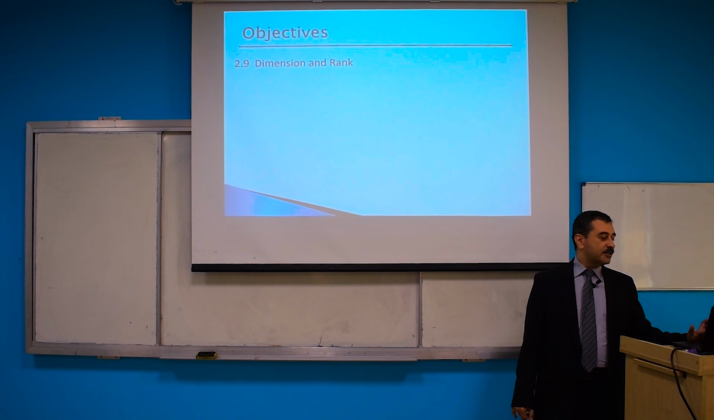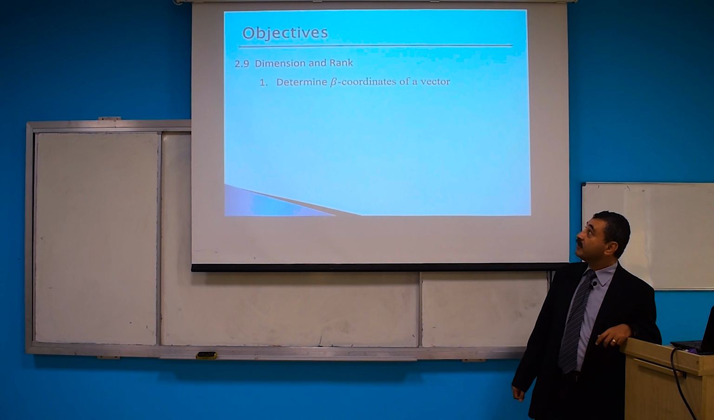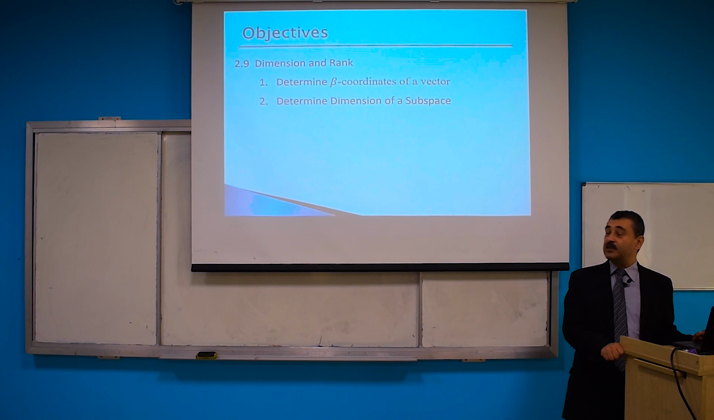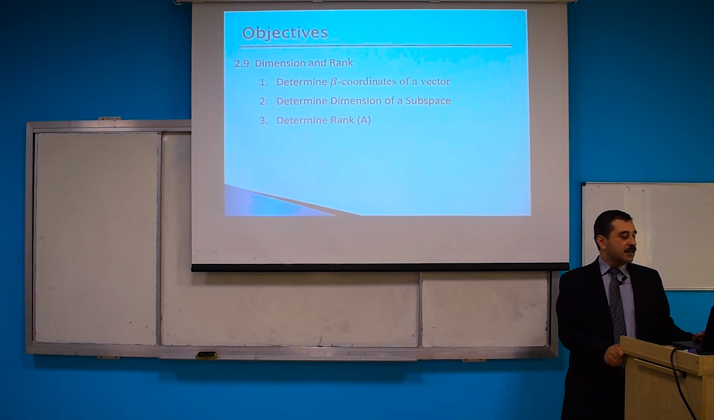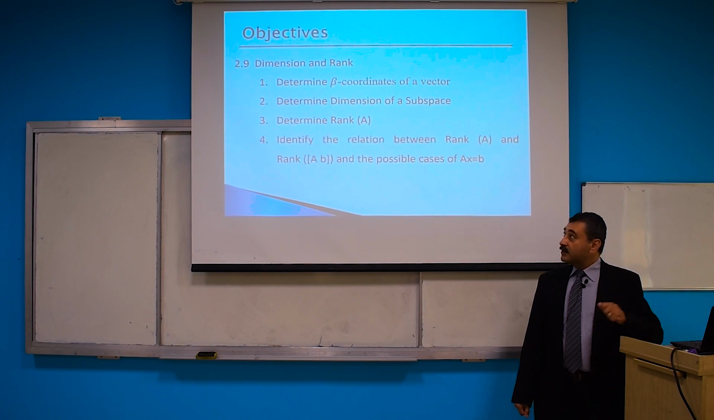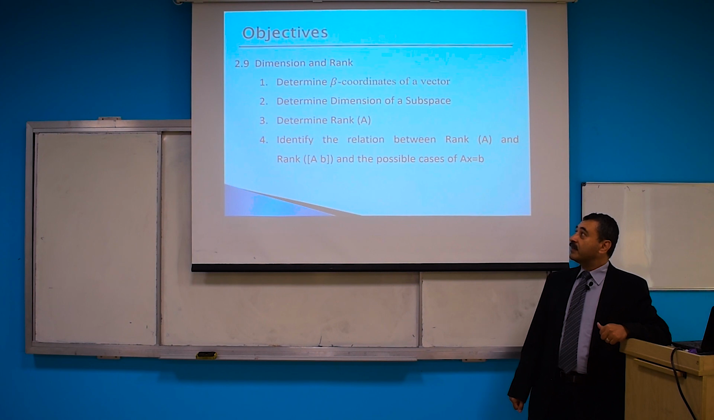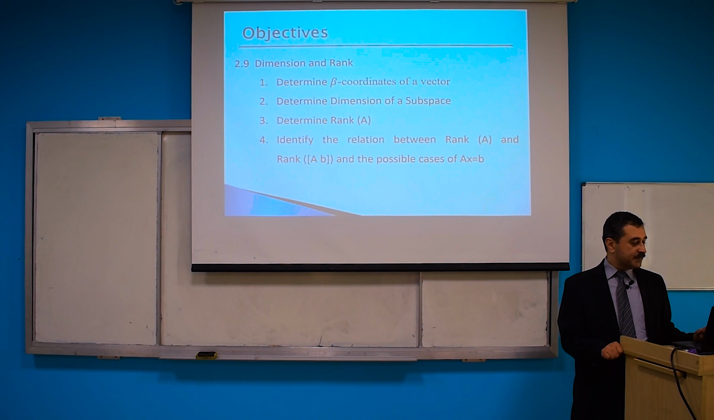The objective of the lecture is, first, to determine what is called the beta coordinates of a vector, and to determine the dimension of a subspace. Do you remember subspace? Like row space, column space, and null space. And determine what is called the rank of a matrix, and identify the relation between the rank of A and the rank of the augmented matrix A augmented with B, and the relation with the possible solution for the system Ax equal to B.